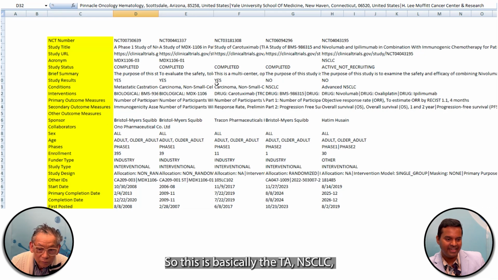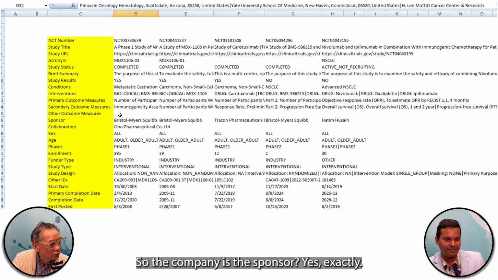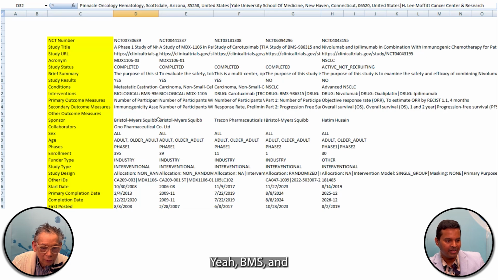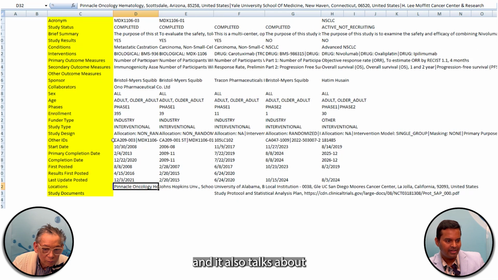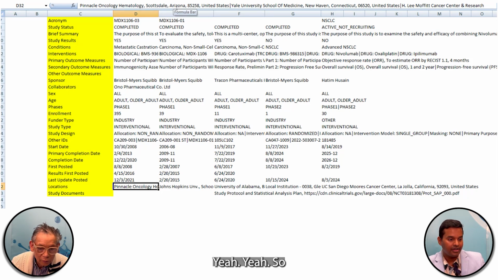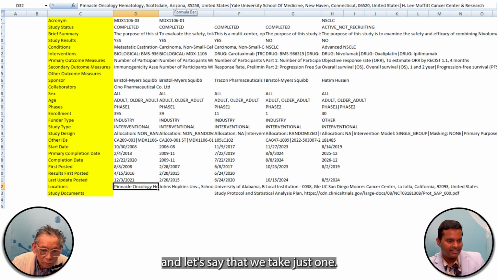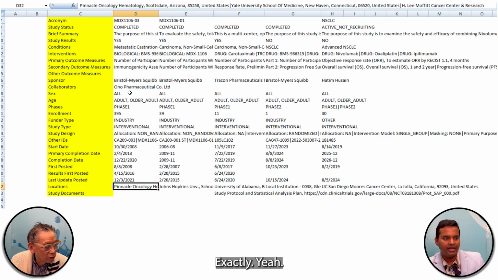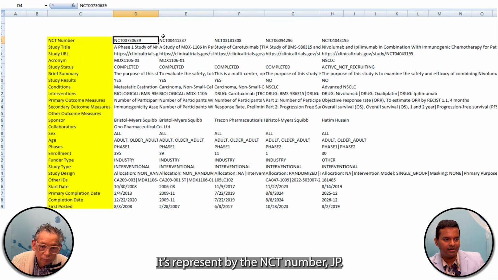So this is basically the TA, advanced NSCLC, and what biologic they are testing it against. The company is the sponsor, right? Yes, exactly, BMS, and it also shows what date the study started and when it completed. And this is where we see all the locations, like Pinnacle Oncology, where the trial is being run. Each column represents one study, represented by the NCT number.